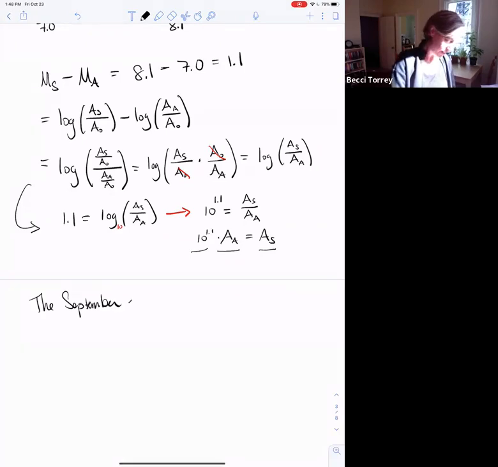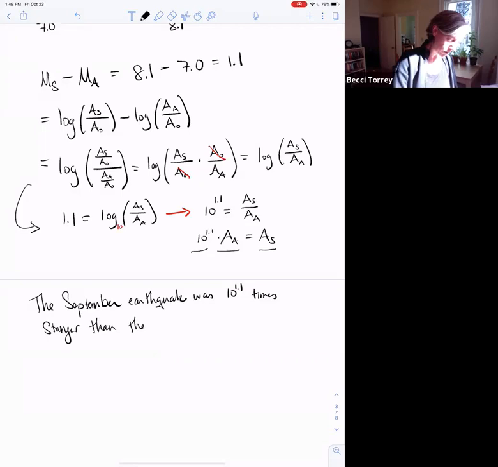So the September earthquake, always write a sentence, was 10 to the 1.1 times stronger than the April earthquake.